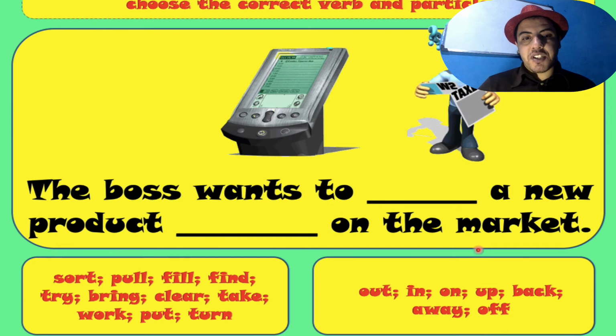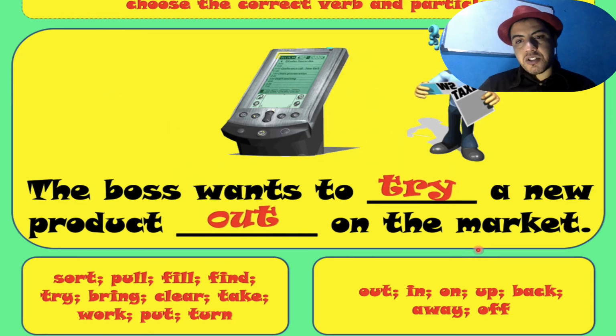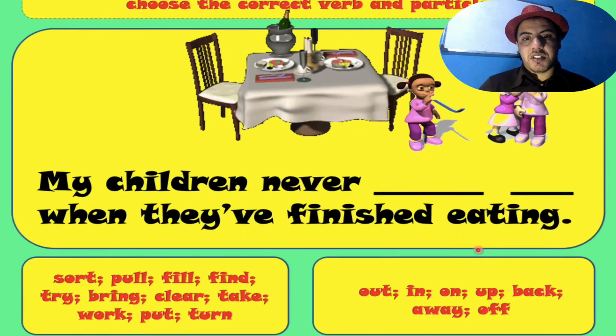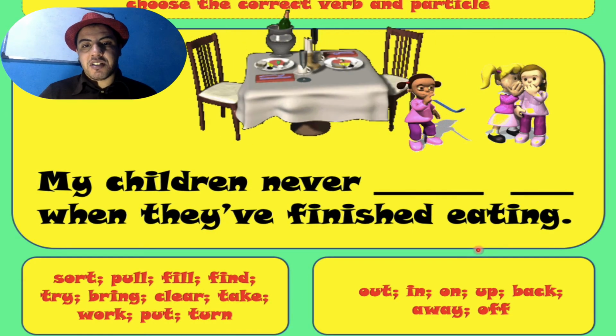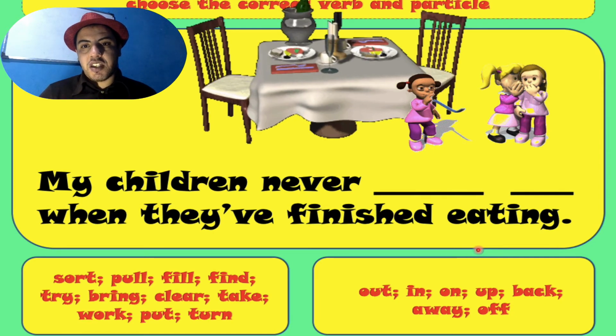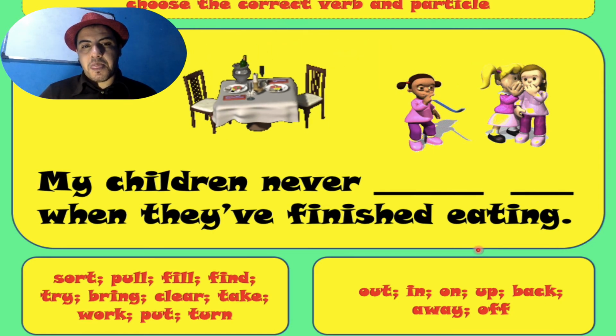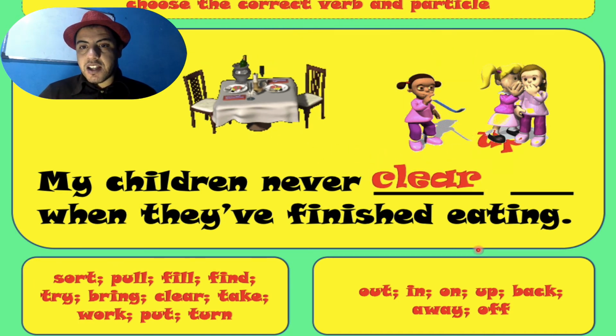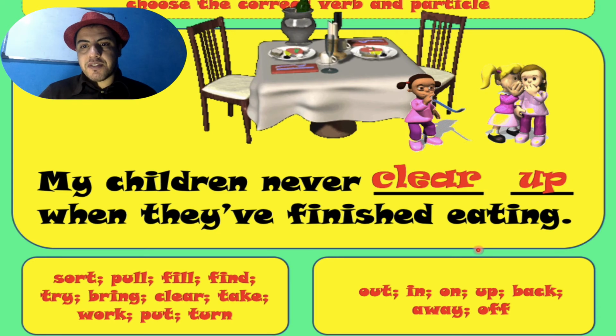Another example: the boss wants to try a new product out on the market. Very good. We have to try a new product out on the market. The phrasal verb is try out. Okay, that's great. Another example: my children never clear up when they have finished eating.